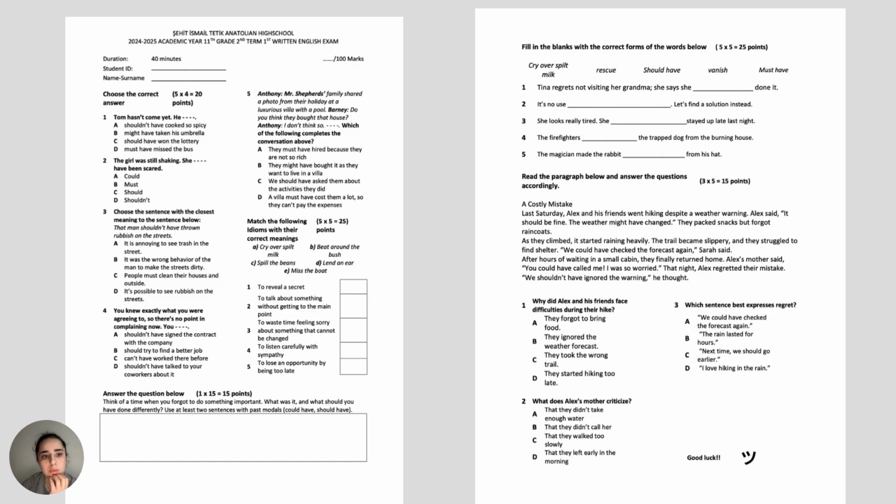Each question is 4 points, and for the matching one, each one has 5 points, and the open-ended one is 15, and the fill in the blanks 25, and the reading paragraph is 15 points, and the total is 100. Okay, and the multiple choice has 5 options. Okay, let's look at the results here.